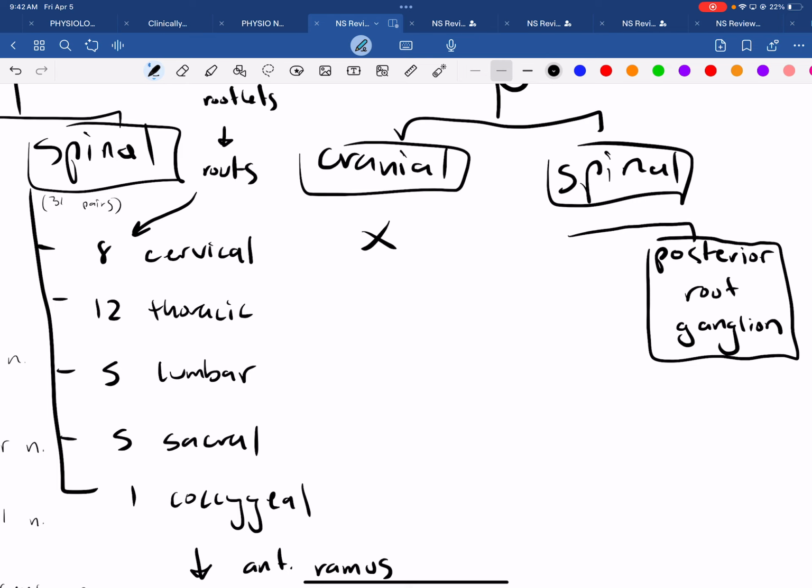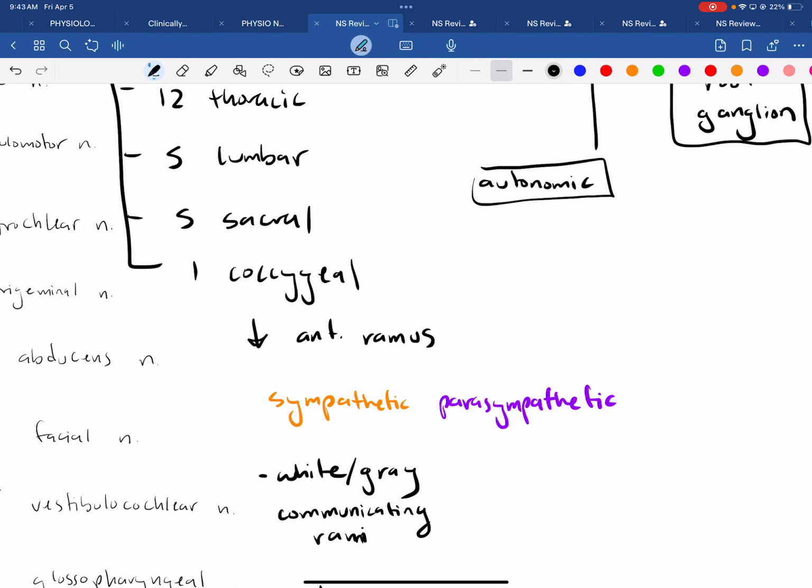Right, that's a ganglion associated with the spinal cord. But then there's also autonomic ganglia. And then what are the two divisions of the autonomic nervous system? Sympathetic or parasympathetic? Good.